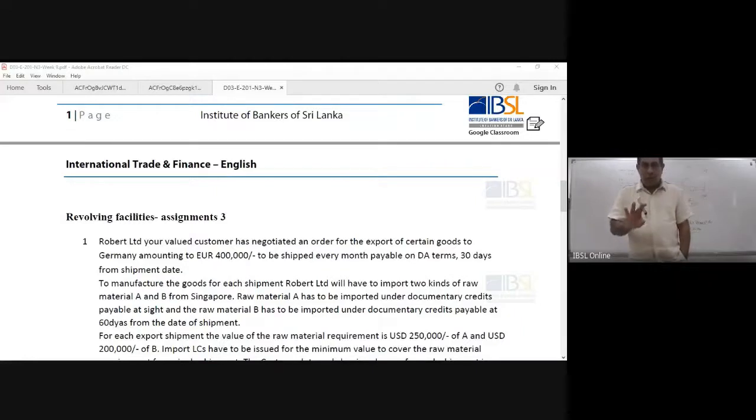Therefore, there are 4 clearances. That's obvious, right? Every month there is a clearance. 4 clearances. Since 5,000 euros is the charge per shipment clearance.